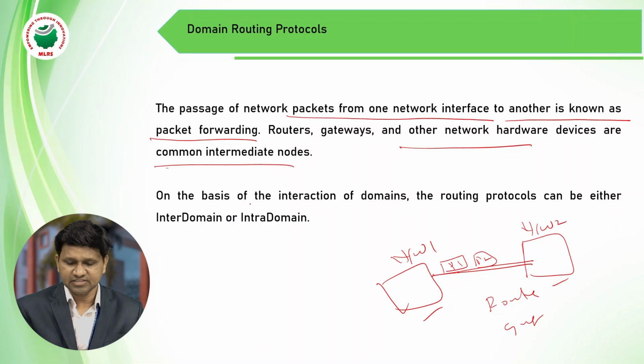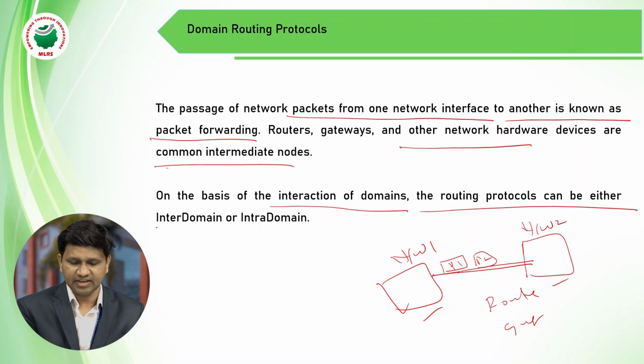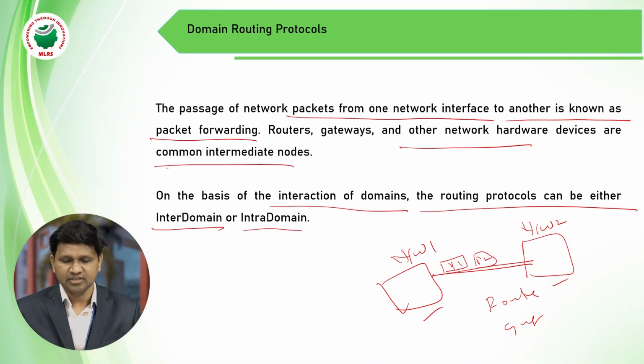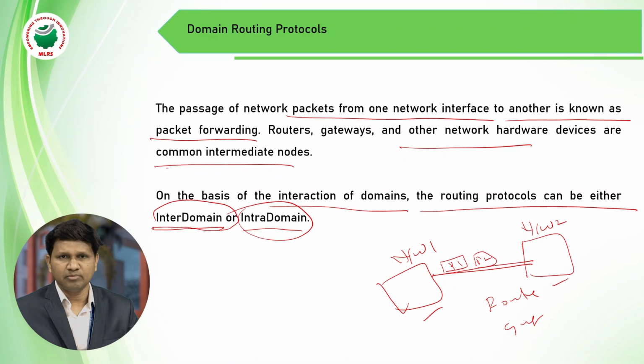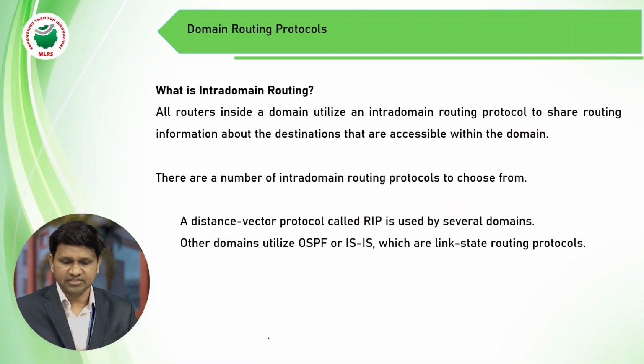On the basis of interaction of domains, the routing protocols can be either inter-domain or intra-domain. So there are two different types of domains: inter-domain and intra-domain. These are the two main types available in domain routing protocols. Now I want to discuss intra-domain. So what is intra-domain routing?